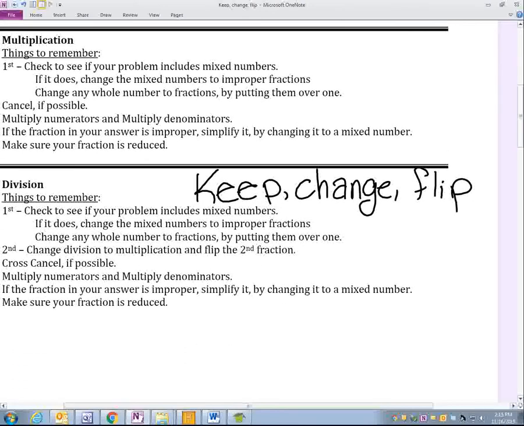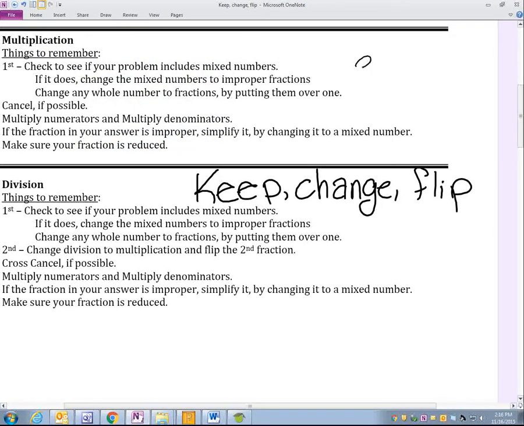Multiplication. This is the one where you just go across. Okay? You have a fraction, multiply numerator, multiply denominator, and then simplify. Because it's multiplication, you can also do the cross simplification.